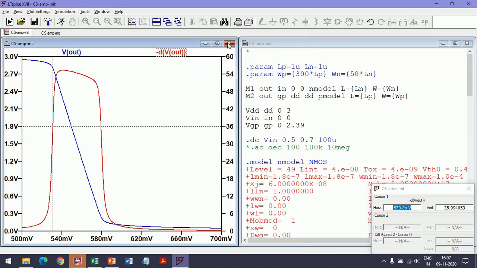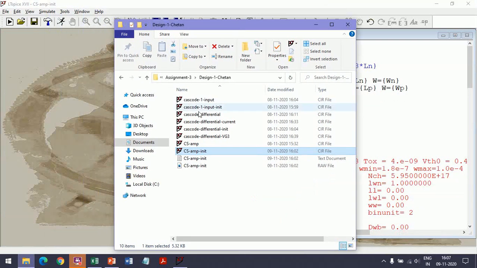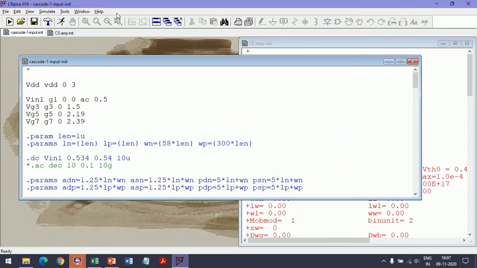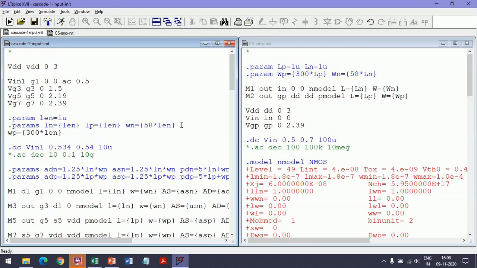All right, so let me close this, open this one, which I have already put in the values. So VG3 is 1.5, VG5 is 2.19, VG7 is 2.39. The lengths are the same, 58 and 300 from here, 358. Lengths 1 micron, widths these. Okay, let's make it visible.